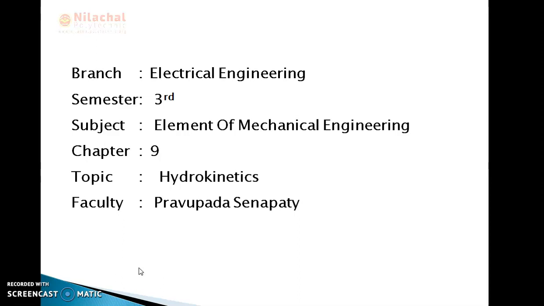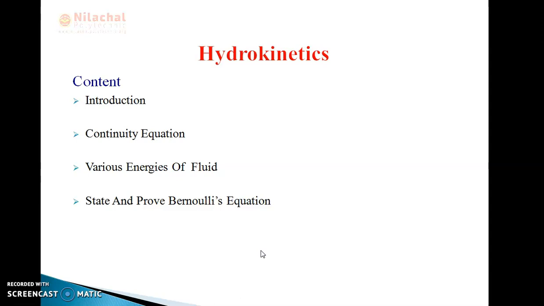Today we are going to start the new chapter, chapter 9, Hydrokinetics. In this chapter we will cover the introduction and continuity equation and various energy of the fluid, state and prove the Bernoulli's equation. Let's start from the introduction.